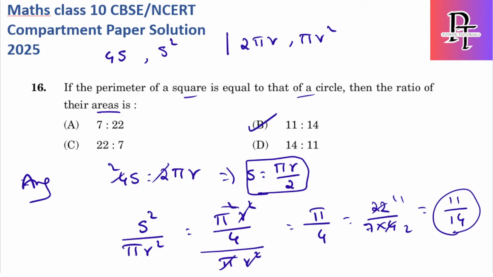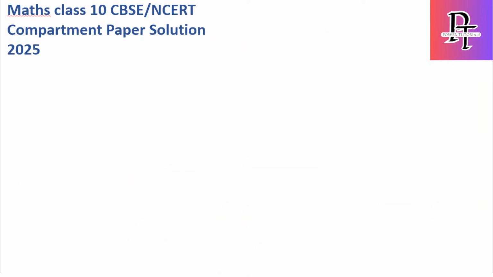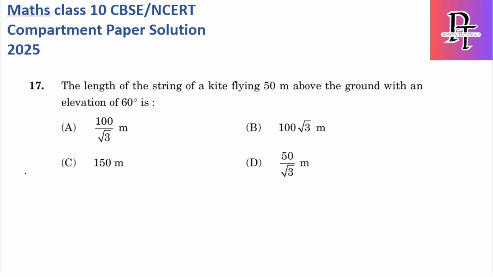Okay, next move to 17th question. The length of string of a kite flying 50 meters above the ground with an angle of elevation. So it's a direct heights and distance, that is angle of elevation type of question. Applications of trigonometry. So just consider a right angle triangle.